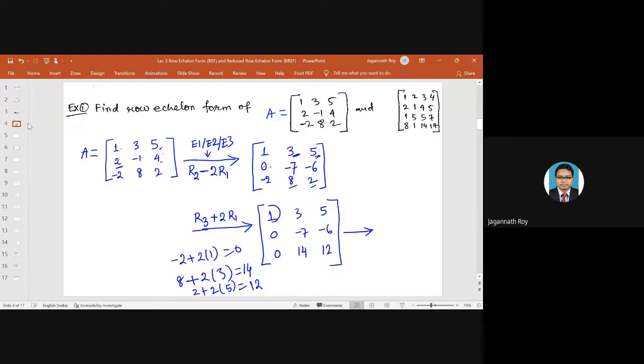Okay, so in the first column we can see that we have satisfied that property 1. But we have to satisfy property 2 also. Property 2 is not satisfied here. For row 2, the non-zero leading entry is minus 7, and we want 0 also here. So next step, what do we do?